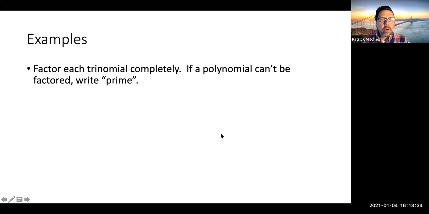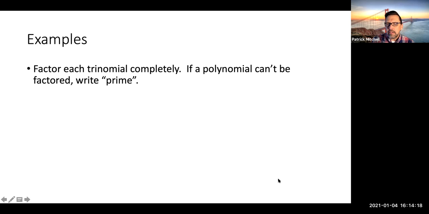All right, so to end this section, we'll just do a bunch of examples. The directions say factor each trinomial completely. If a polynomial can't be factored, then we write the word prime. So just like there are prime numbers like 23 that can only be written as 1 times 23, there are certain polynomials that can only be written as 1 times themselves, and those polynomials are called prime. Okay, so when you've tried absolutely everything that you can try and nothing works, usually that means the polynomial is prime.